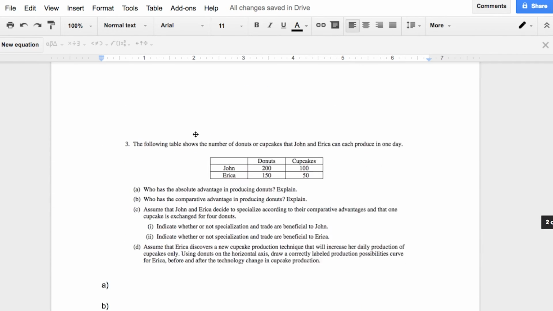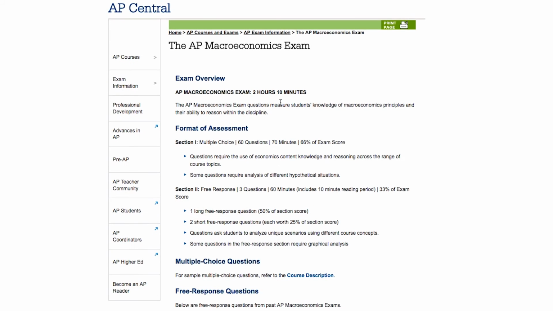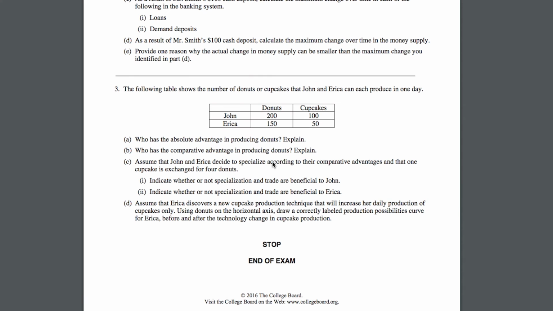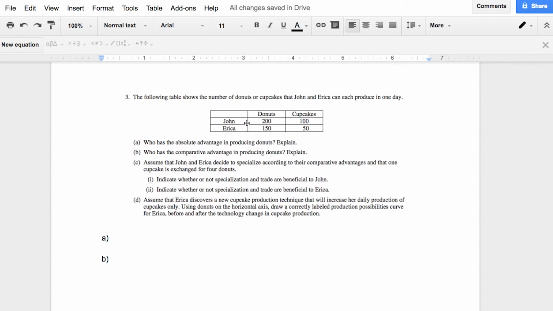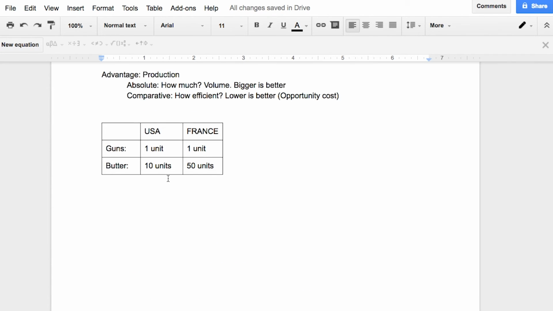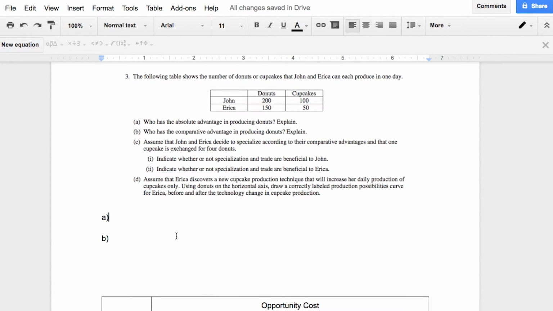So we've got that. Now let's take a look at a question. This is actually from the 2016 AP Macroeconomics exam. And we're going to skip part D because it's about something else, but you can go to this website and look up past exams. These are real questions that were on real AP tests. We're going to look at this question right here. Using what we just learned, we can actually answer most of this question. The following table shows the number of donuts or cupcakes that John and Erica can each produce in one day. Notice how the question says or. So this is the same thing as I was talking about up here. You can produce one thing or the other. So that makes it really easy to calculate opportunity cost, for example.